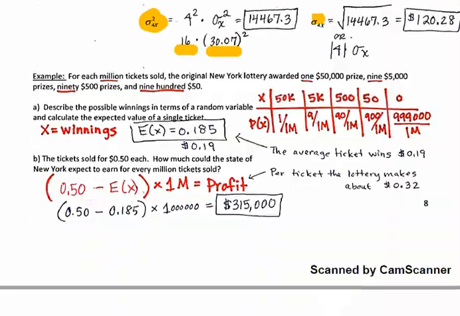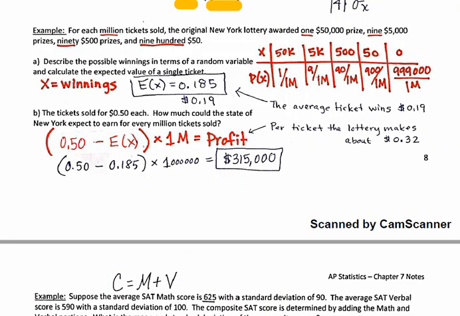All right, the next question says, for each million tickets sold, the original New York lottery awarded 1 $50,000 prize, 9 $5,000 prizes, 90 $500 prizes, and 900 $50 prizes. Describe the possible winnings in terms of a random variable and calculate the expected value of a single ticket. All right, so I'm going to start off by defining my variable.